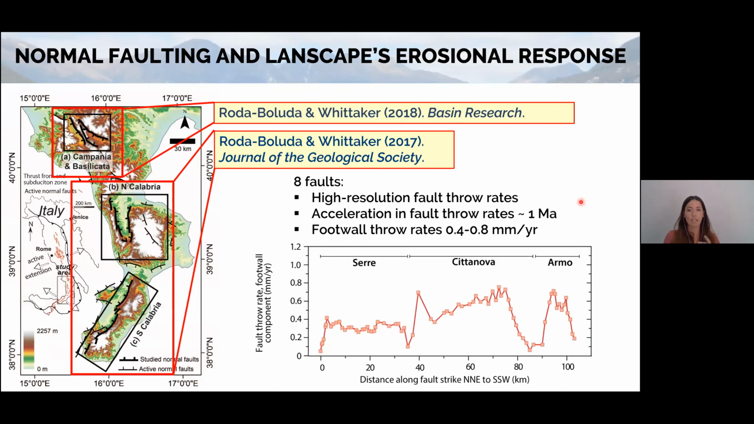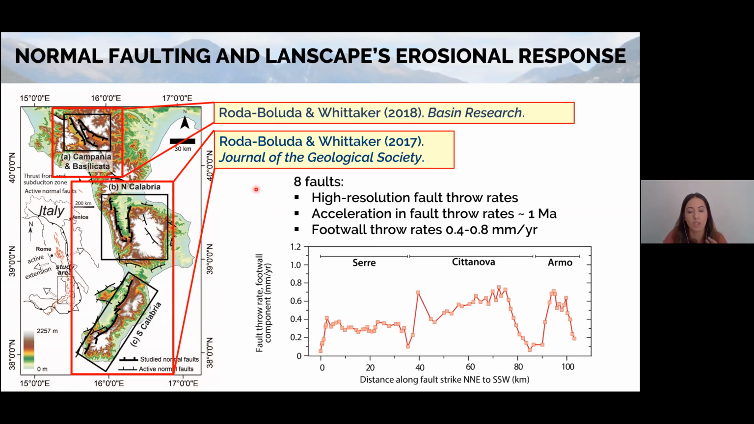So I use these and other markers to build high resolution fault throw rate profiles, such as the one I'm showing you here in the bottom. So here I'm showing in the y-axis the footwall component of the fault throw rate, which is the one that the rivers and the catchments are sensitive to, and the distance along the fault strike. And this is for these 3 faults here. This data, and also some data quantifying the landscape response and from that reconstructing the fault growth and linkage histories, is published in these 2 papers.